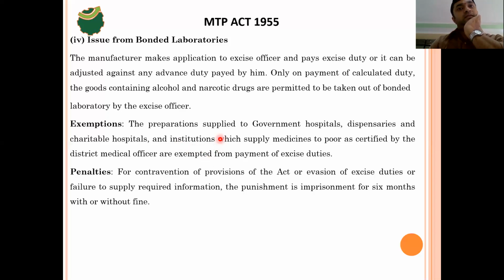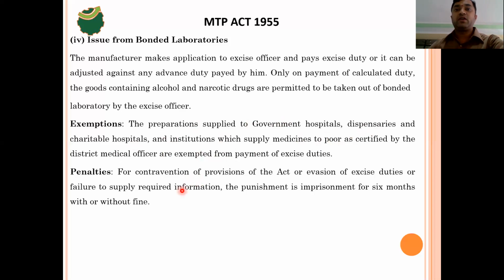Now, exemptions. The preparations supplied to government hospitals, dispensaries, and charitable hospitals and institutions which supply medicines to the poor, as certified by the district medical officer, are exempted from the payment of excise duties. So for supply to government hospitals, the duty fee will be exempted. I mean, for this area, we have exemptions like government hospitals and dispensaries.